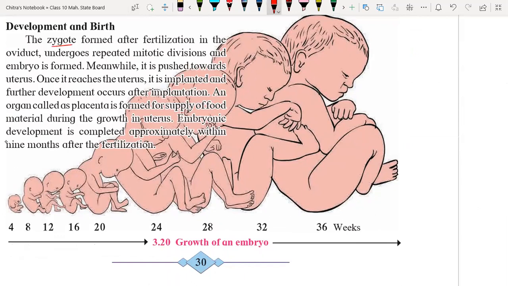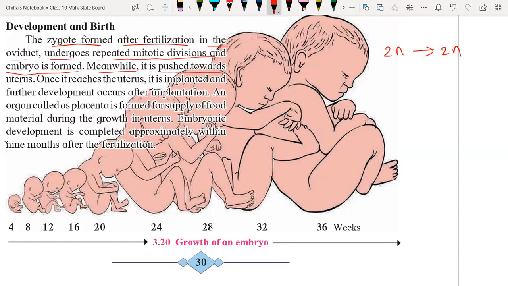Now we are going to understand the development and the birth of the baby. Once the zygote is formed after fertilization, when the male germ cell and female germ cell, the sperm and the egg cell, unite, they form a diploid zygote. After zygote formation in the oviduct, it undergoes repeated mitotic cell division, where the number of chromosomes remains constant. In mitosis, a 2n cell gives 2n cells only. This starts the formation of the embryo.